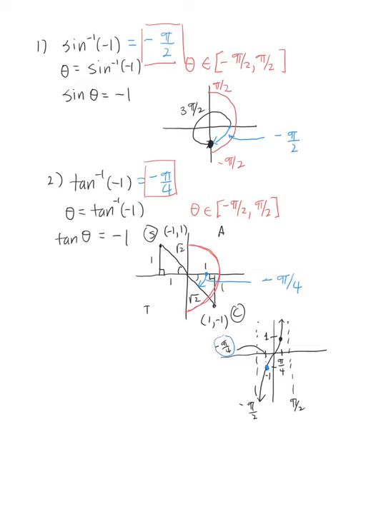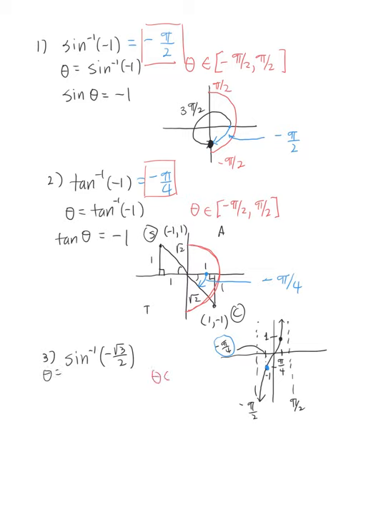All right, and then let me go with the next one. So we got sine inverse of -√3/2. Now again, the domain restriction is, let me just call this guy theta.